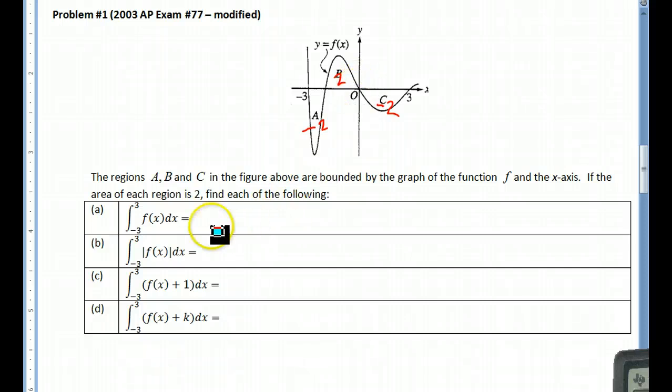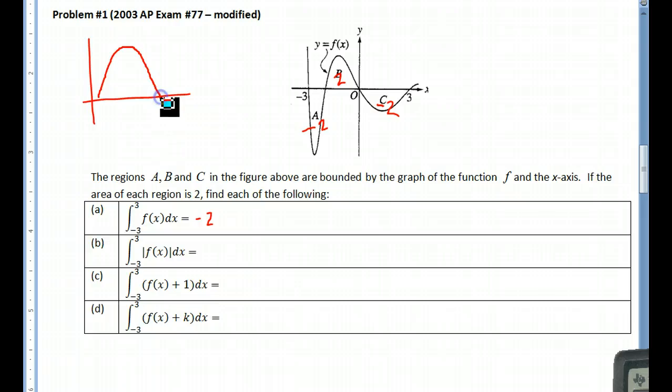Where are you getting these negatives? Is it just because it's under the x? Yes. So let's analyze this again. If I have a function like this, okay, this is f, then remember the rectangles we were making? It's dx times f of x.